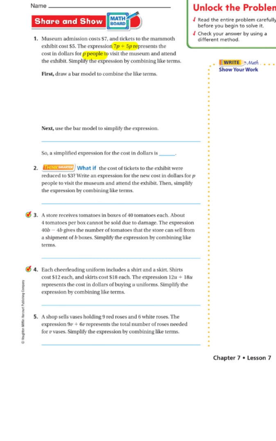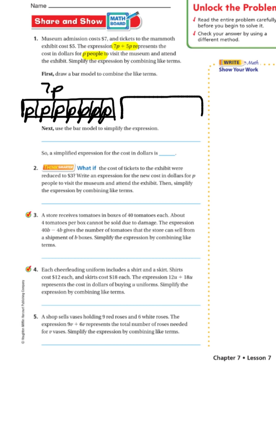Simplify the expression by combining like terms. First, draw a bar model to combine the like terms. So, just like our example, we're going to represent 7p. So let's make a bar model of that. We need to have 7 different sections, and all these are going to be p. Okay, that represents 7p. Then I need to have one that represents 5p. It's going to be 5.